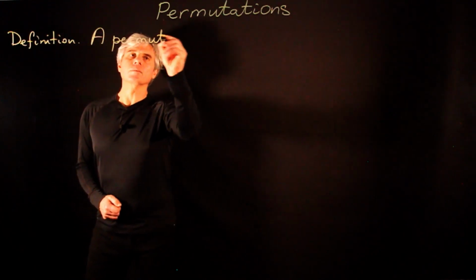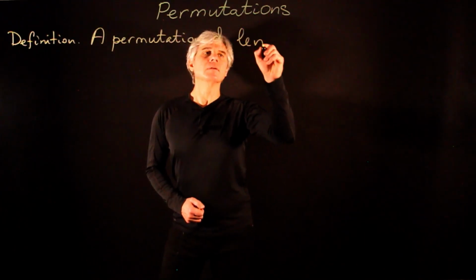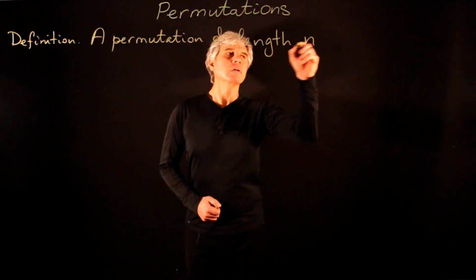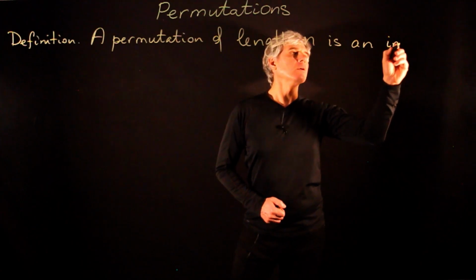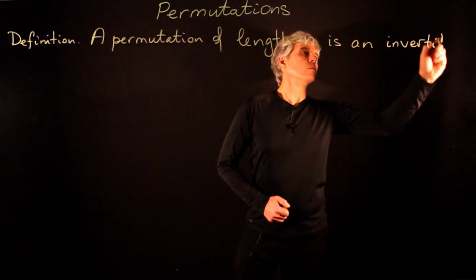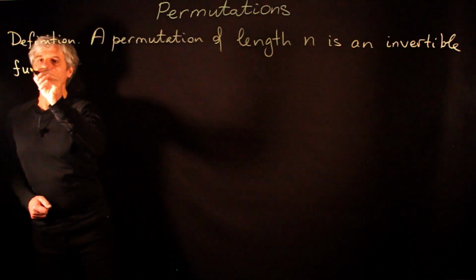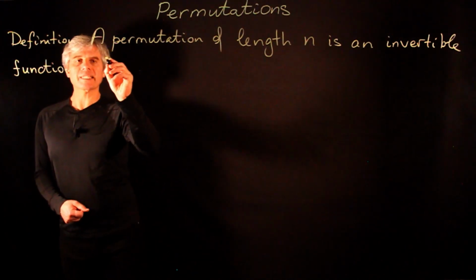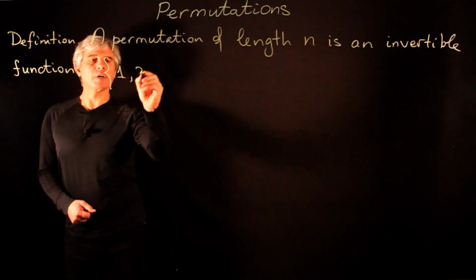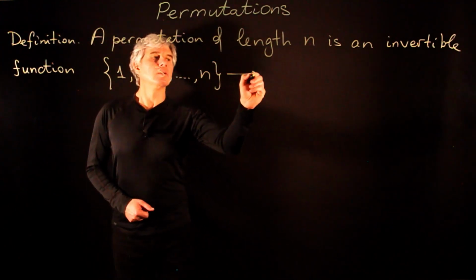A permutation of length n is an invertible function from a set of integers from 1 to n to the same set.